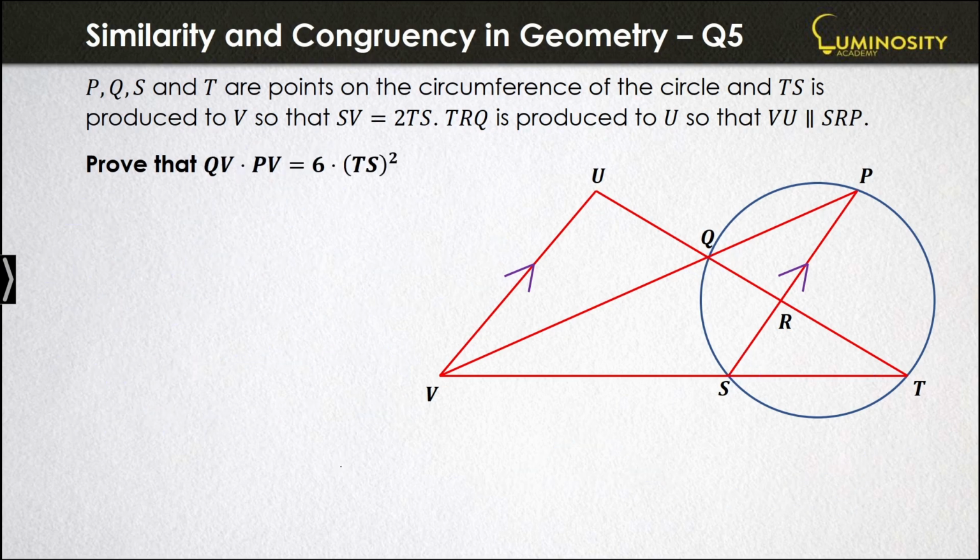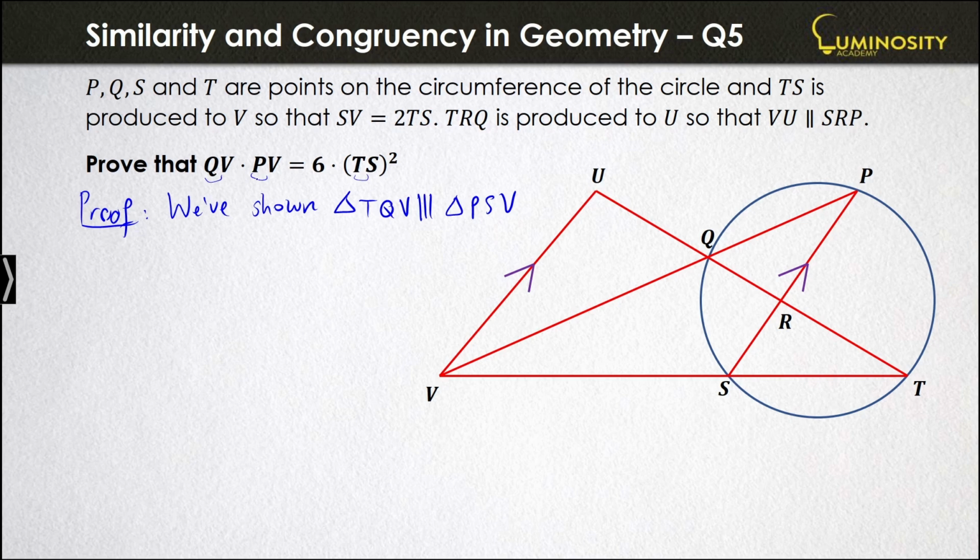Okay, the next question is to show that QV times PV equals 6 times TS all squared. So again, whenever you're given questions like this, when you want to show some sort of equality, it's usually to do with some sort of similarity that you've proven. Okay, so let's go ahead and prove this. So we've shown already, in the previous question, that triangle TQV is similar to triangle PSV. Okay, so let's go ahead and use the sides that are going to help us answer this question. Okay, so I see there's a QV there, there's a TS there, there's a PV there. So I need to look for those sides.